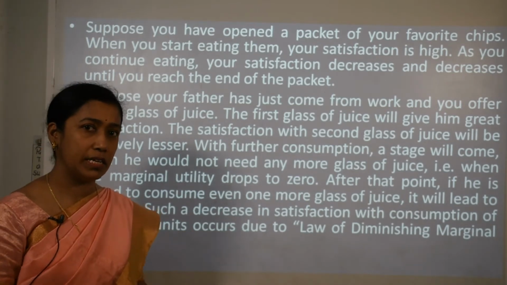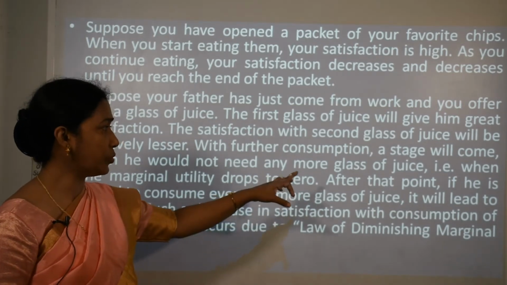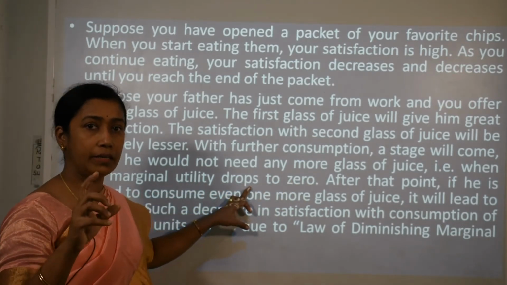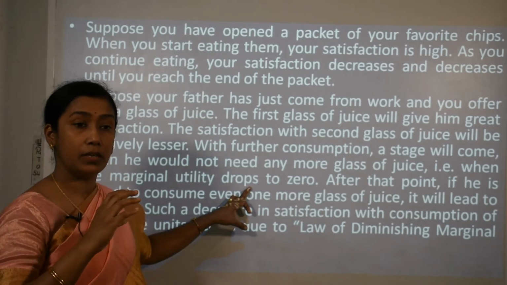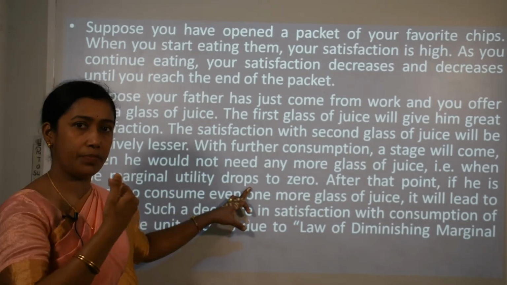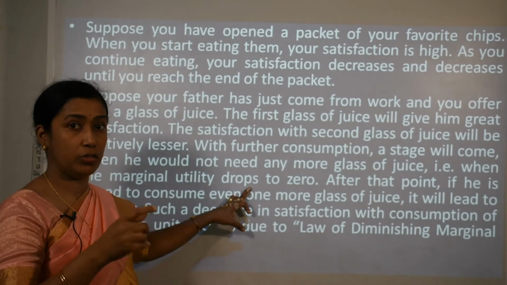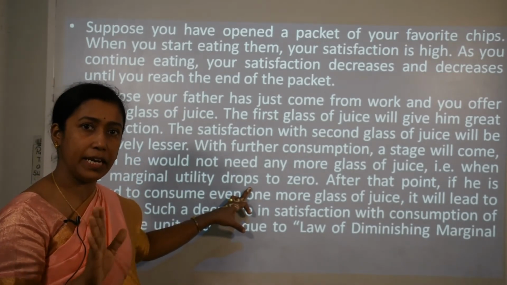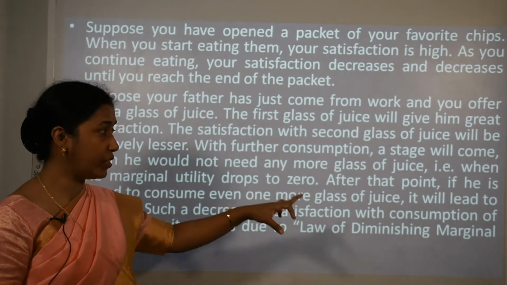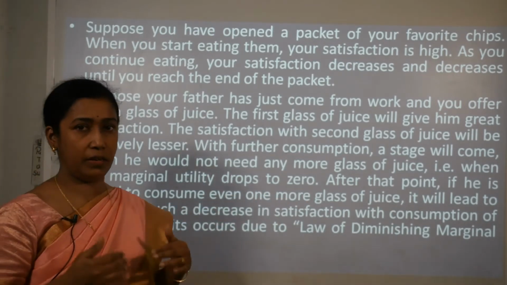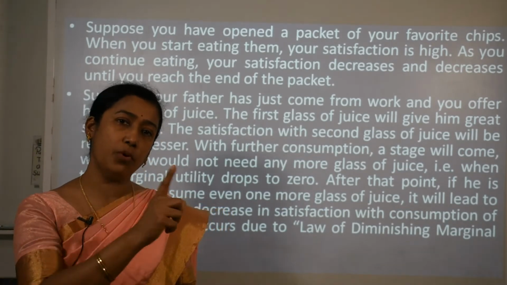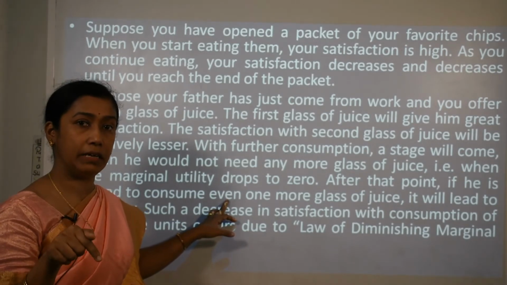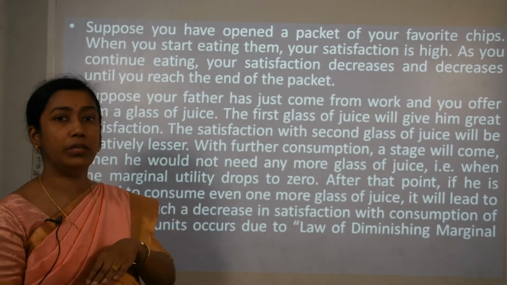Why? Because now his satisfaction is all over. So for any more glass of juice, the marginal utility drops to 0. Until it drops to 0, there is satisfaction which he derives from each glass of juice. When it becomes 0, he will stop the consumption because he doesn't need any more glass of juice. Still, after that point, if you are forcing him to consume one more glass of juice, the utility he is getting from that last glass will convert to disutility, that is negative utility.